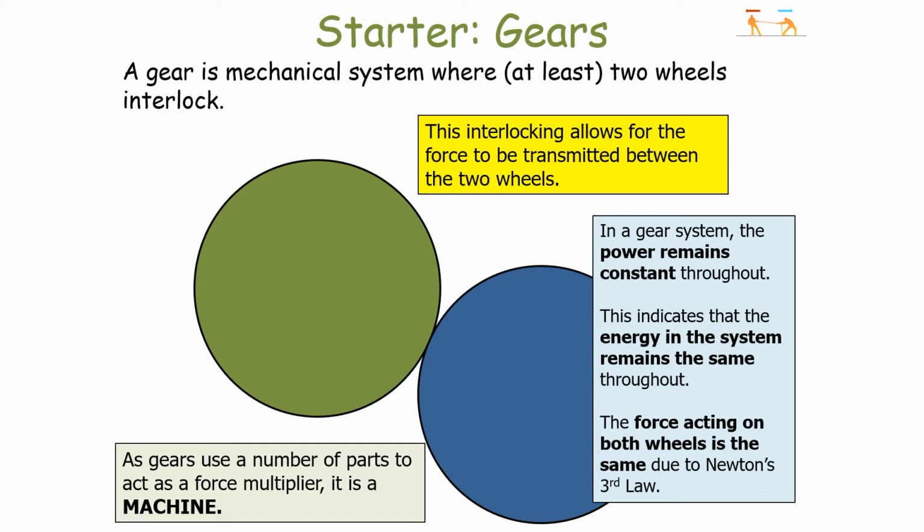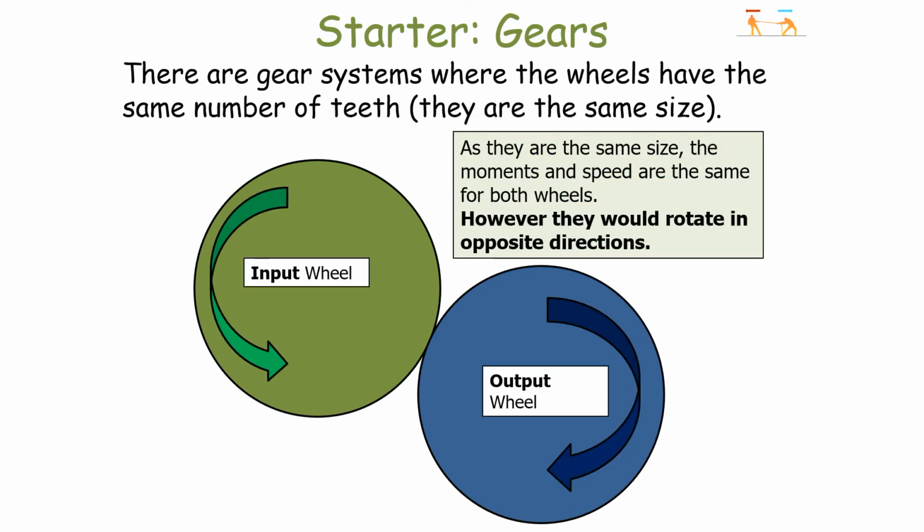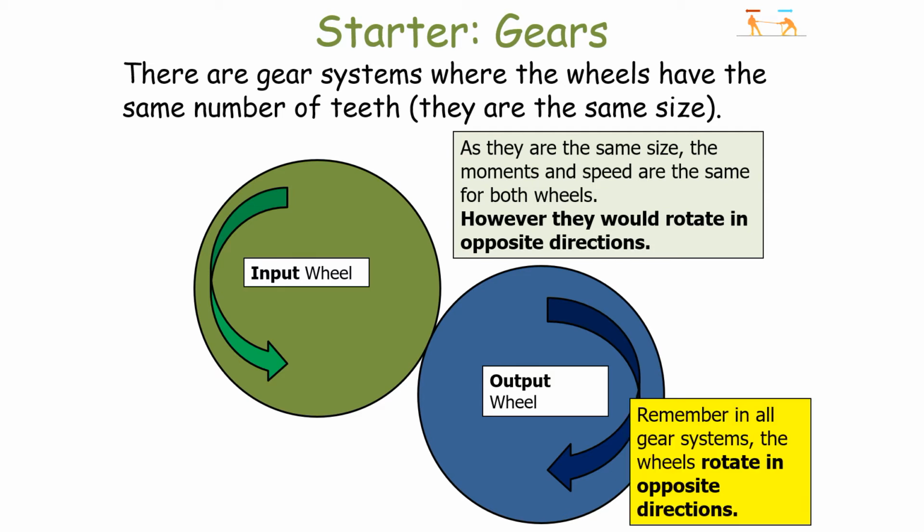So what this therefore means is that if you have two wheels which are interlocked and are the same size, the moment of each wheel and the speed of each wheel will be the same. The only difference will be that the two wheels rotate in opposite directions, because remember, in all gear systems the wheels rotate in opposite directions.